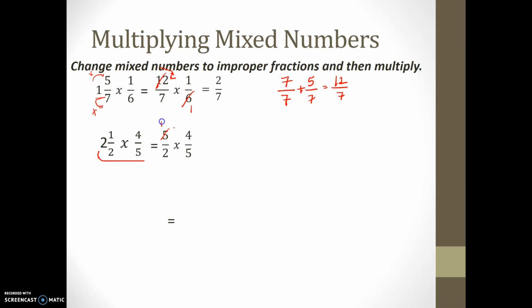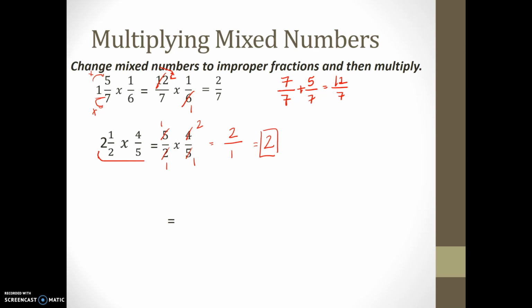So we could cross cancel a bunch of times here if we wanted to, couldn't we? We could cross this off, 5 and 5, divide both by 5 and get 1. We could cross cancel here, divide that by 2 and the 4 by 2, and we get 1 and 2. And then we're going to multiply the numerators. So 1 times 2 is 2, and the denominator is 1 times 1 is 1, and we're going to end up with an answer of 2.